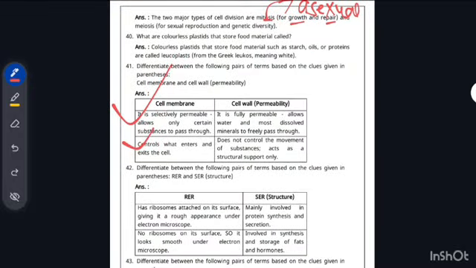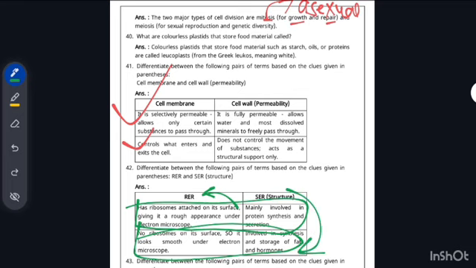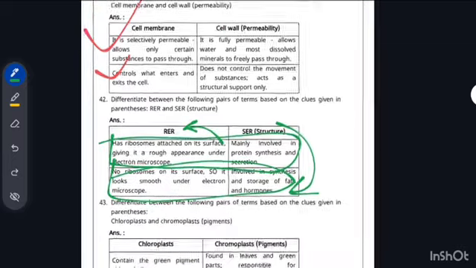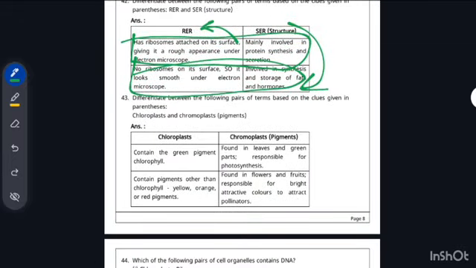RER, SER. RER has ribosomes attached on its surface, that's why it appears rough, right? I want to correct one thing. Look, RER and SER are given. There is one technical error. You can say this whole first point is of RER, and this second point is of SER. My bad, right? So RER is mainly involved in protein synthesis and secretion. Then for SER it is given here: no ribosomes on its surface, that's why it appears smooth. Involved in the synthesis and storage of fat and hormones. In the MCQ also it was given.